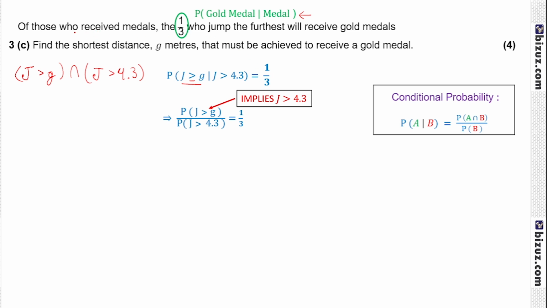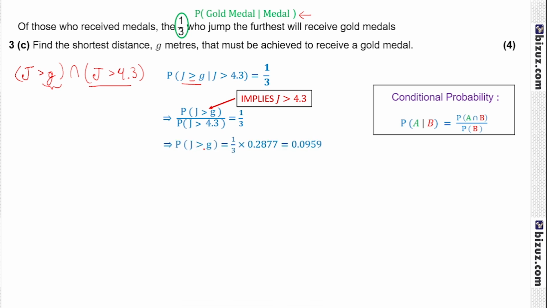Note the question here. Of those who received medals, a smaller proportion of them will receive gold medals, who jump the furthest. So the gold medal winners, the distance for winning a gold medal is even greater than the minimum distance for winning a medal. So g by definition has to be greater than 4.3. So this condition is actually redundant in the numerator. We can just write j greater than g here. So that's the numerator, and the denominator is the probability of the given event, j greater than 4.3. Now this has to be equal to 1 by 3.